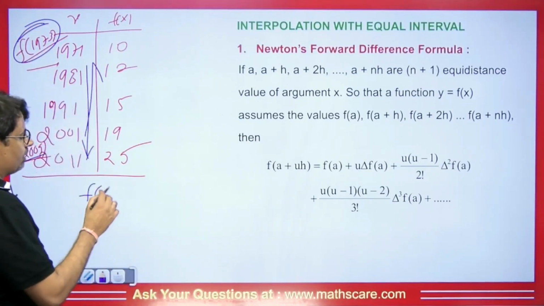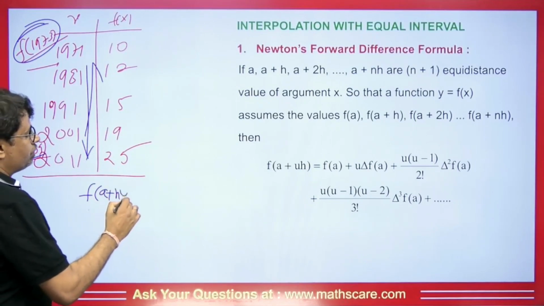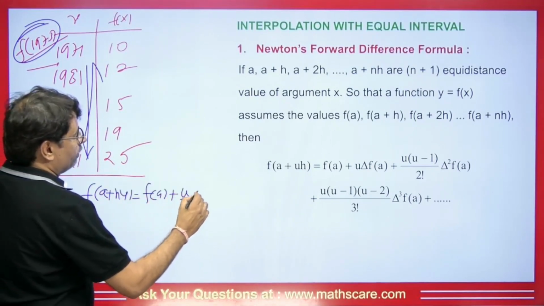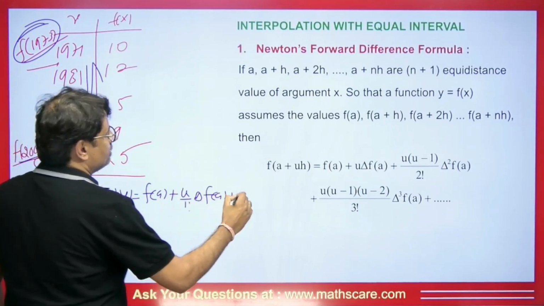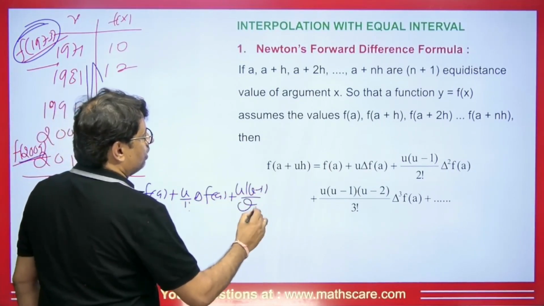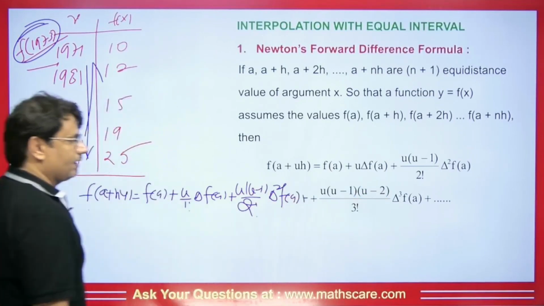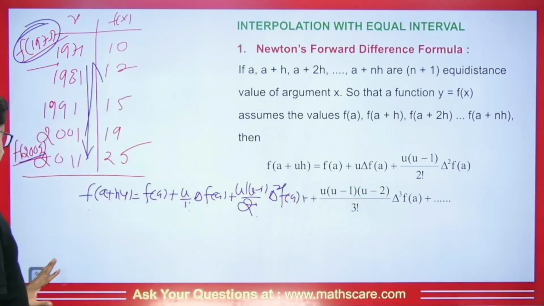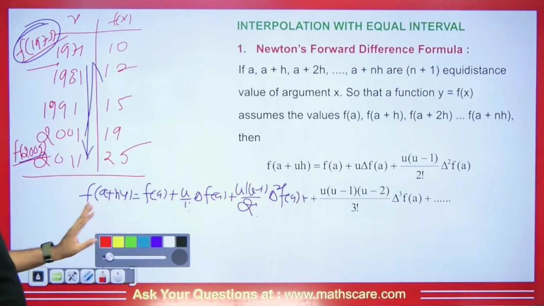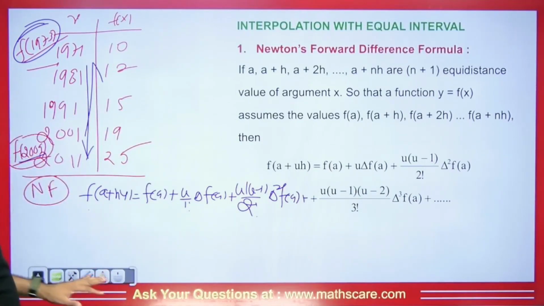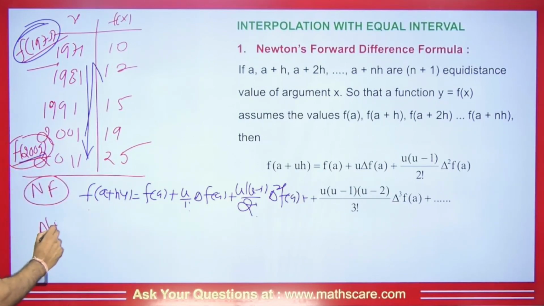So the Newton forward formula is: f(a+hu) = f(a) + u/1! Δf(a) + u(u-1)/2! Δ²f(a), and the formula goes on this way. Is it clear? This is the value we need to find with Newton forward. If you need to calculate the value at 2009, then which formula is used here? It is Newton backward.